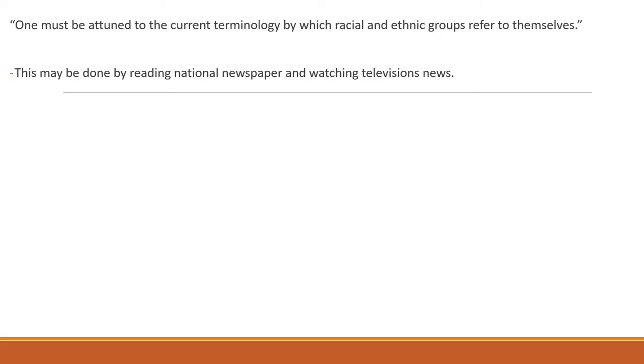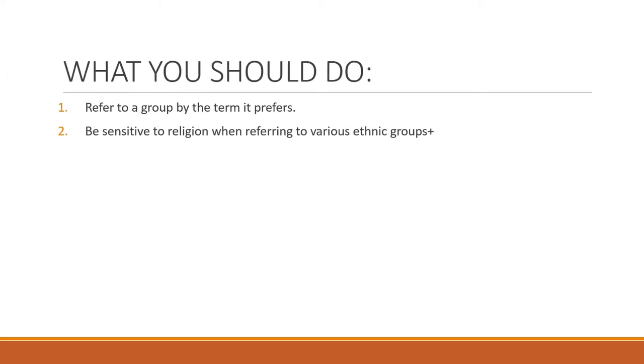Okay? So what should you do? Number one is refer to a group by the term it prefers. So this means you have to be particular. If you are in a certain group, then you have to be respectful. You should be able to know what words should be avoided and what words should be applied. So that is the meaning of refer to a group by the term it prefers.